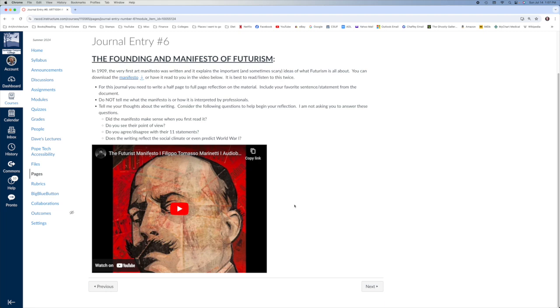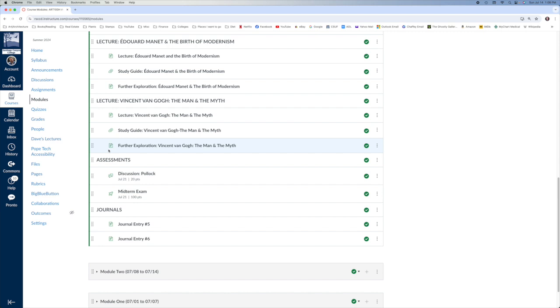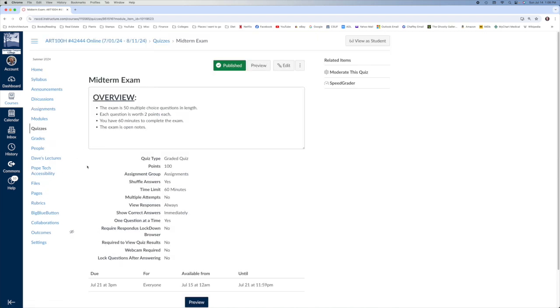So half page to full page reflection on this is what I'm asking for. You can download the manifesto here, or you can have it read to you. And again, this is also in the further exploration section of the modern art lecture. 2 projects this week. The first and most important is the midterm. Make sure you complete the midterm by July 21st.